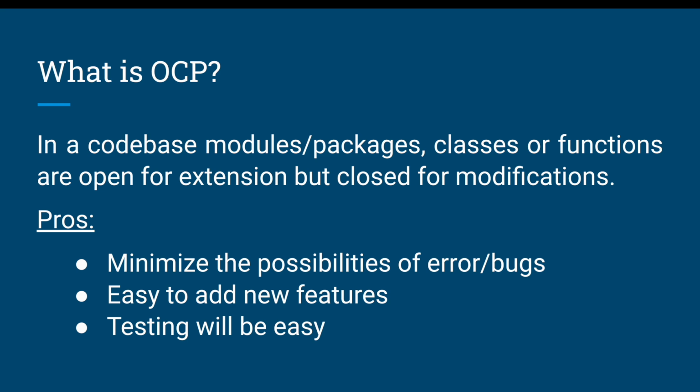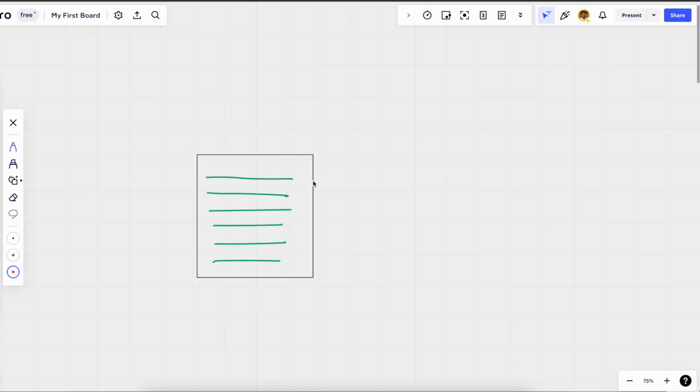Let's understand the definition first, then we'll check the examples. Let's say I have working code, fully tested, with unit tests also there, and all features are working fine. Now I get a requirement to add new features to the existing project or code base. In that case, I changed the code inside the existing code.